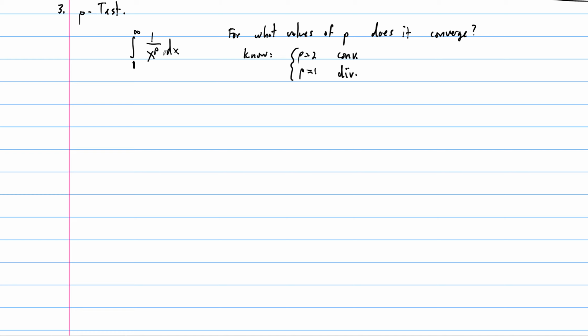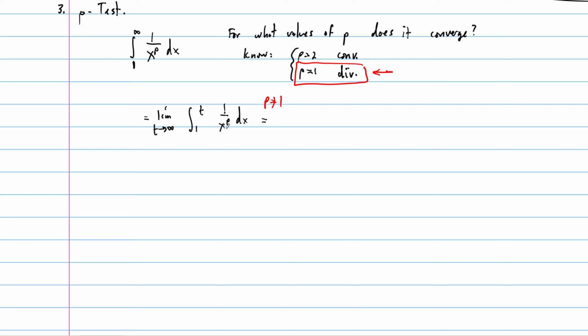So let's just apply the rule, right? Here we go. This has to equal the limit as t approaches infinity of the integral from 1 to t of 1 over x to the p dx. Because we already know something about p equals 1, let's say when p does not equal 1, then we can apply a power rule here. If p equals 1, we get a natural log, but we already did that, right? We know what happens when p equals 1, so we don't have to worry about p equals 1.